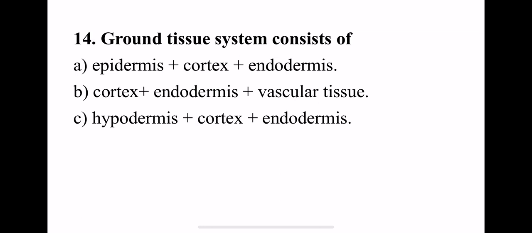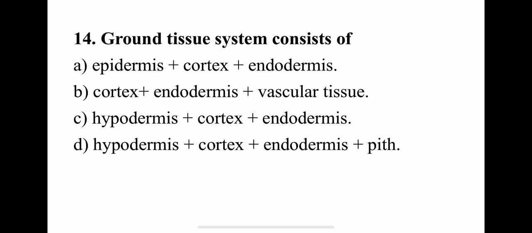Ground tissue system consists of. So remember, ground tissue system consists of ground tissue, that is, except epidermis and vascular tissue, all other tissues constitute the ground tissue, that is option D is correct. Hypodermis, cortex, endodermis, pith, because it does not have vascular tissue and it does not have epidermis. So the answer is hypodermis, cortex, endodermis and the pith.